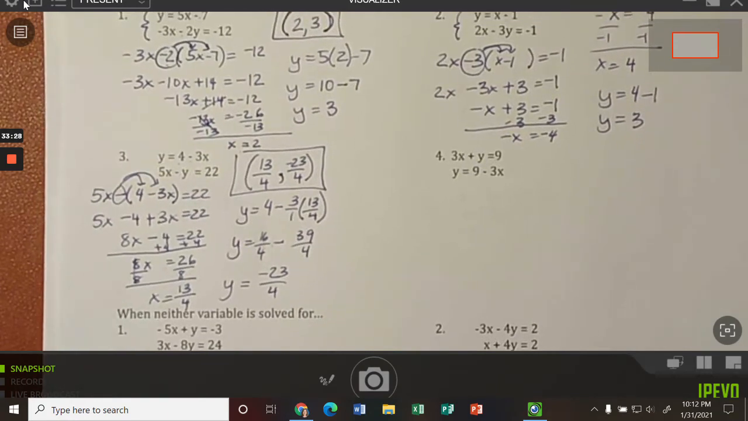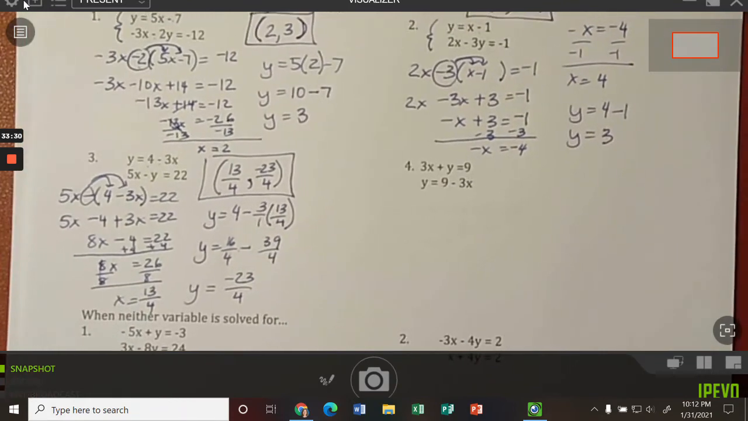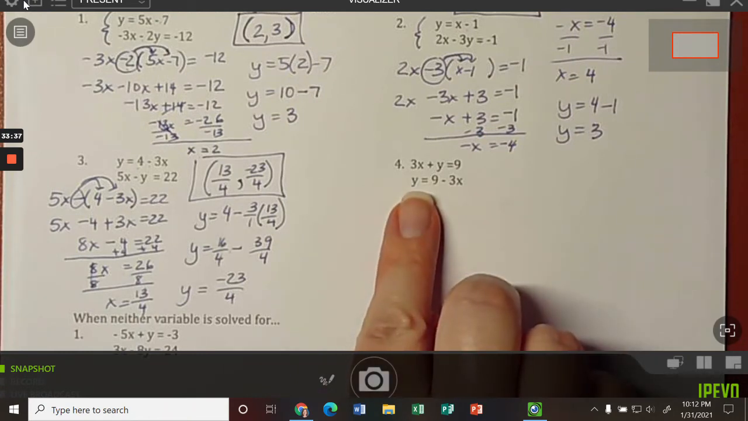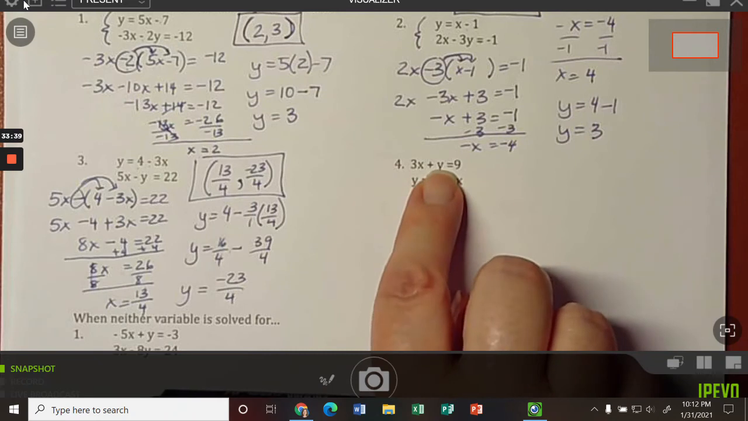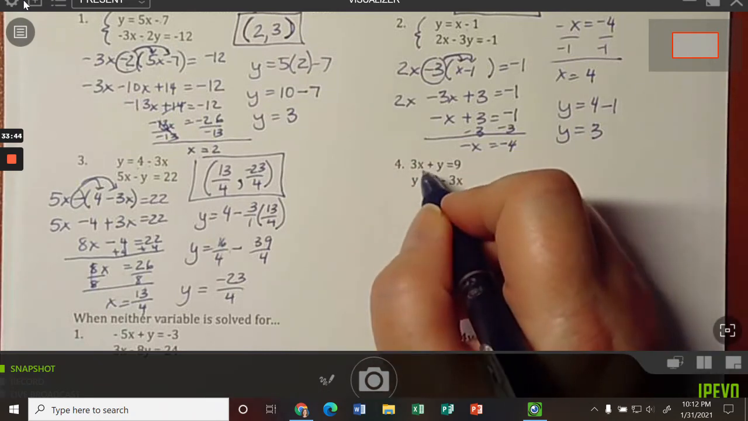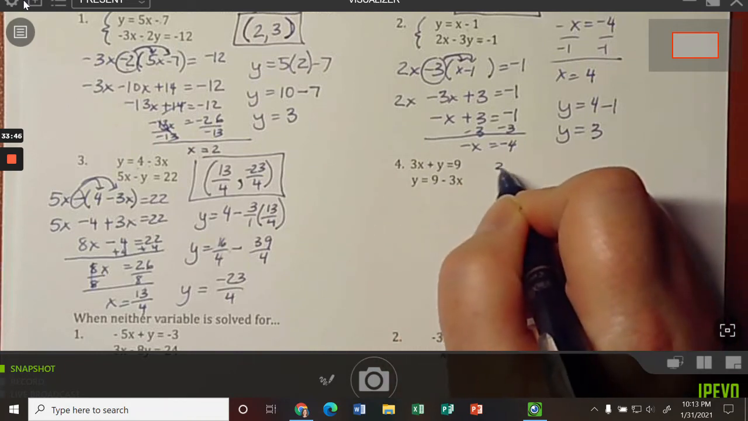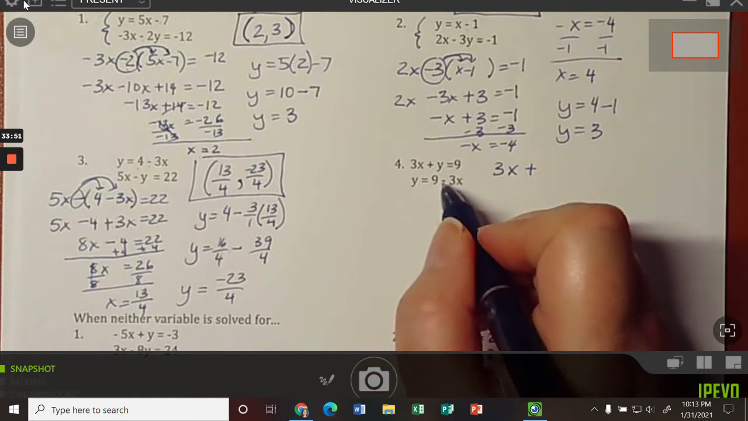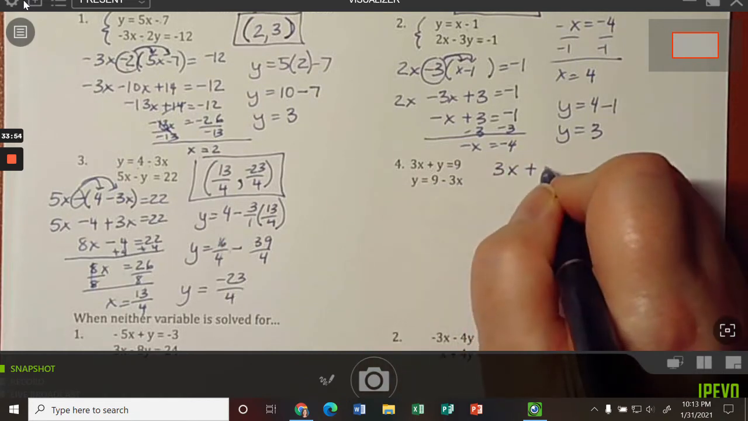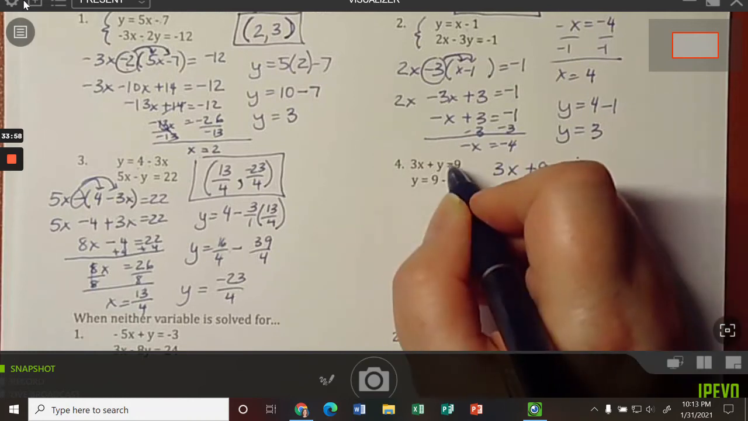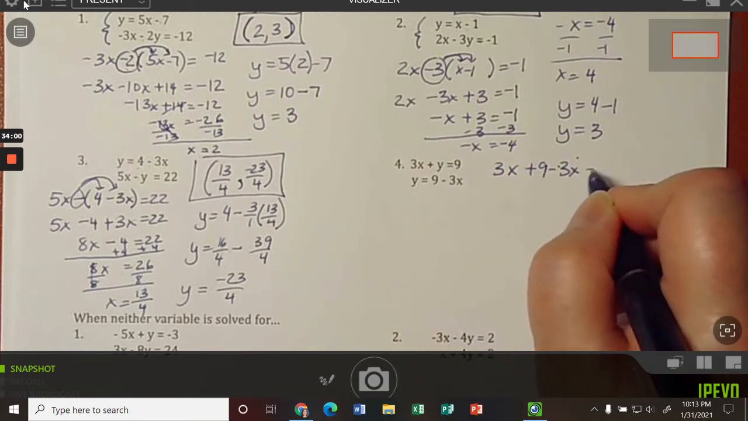All right, so then let's go ahead and look at number 4. 3x plus y is equal to 9, and y is equal to 9 minus 3x. So this y is already isolated. I'm going to take advantage of that. I'm going to substitute that in to this top equation. So the y is already isolated, which is helpful. Okay, so my equation is 3x plus y. But instead of saying plus y, I'm going to say plus 9 minus 3x. Okay, and then equals 9.